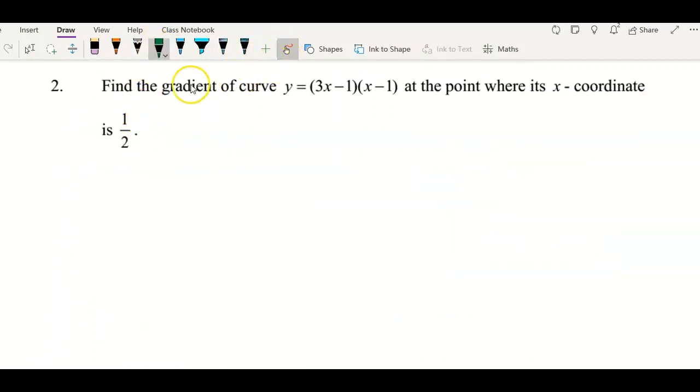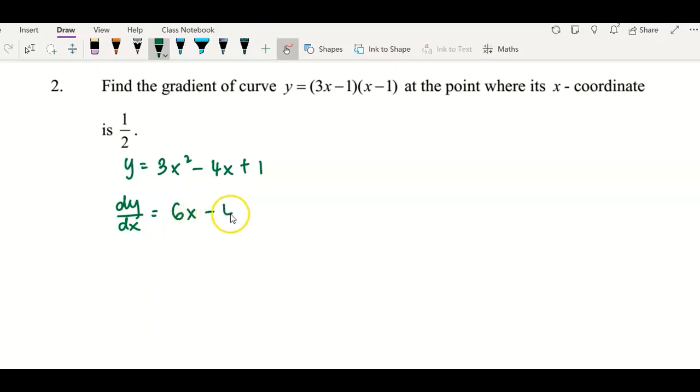All right, coming to question 2. This question is actually the same as question 1. Find the gradient of the curve. This is a quadratic, but it has been factorized, at the point where its x coordinate is 1/2. To differentiate, I think it's easier for me to expand first, then I will get dy/dx. I got 3x squared minus 3x minus 1x, you get negative 4x plus 1. This expanded form is easy for us to differentiate.